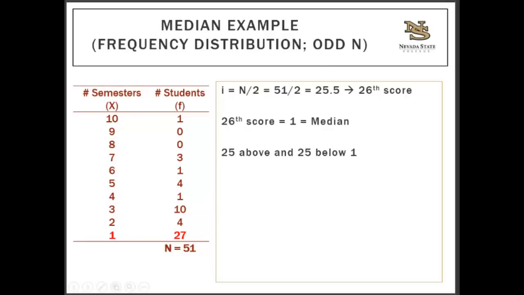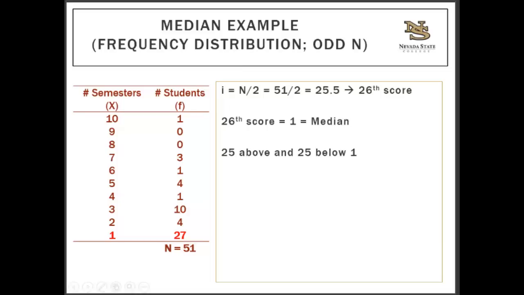Okay, now let's do an example using a frequency distribution table to find the median. So in this case, we have an odd number of scores, so that means that we are going to have a single midpoint. We don't have to find the mean of the 2 midpoints to figure out what the median is. And we're still going to use that I, that median index, of n divided by 2.